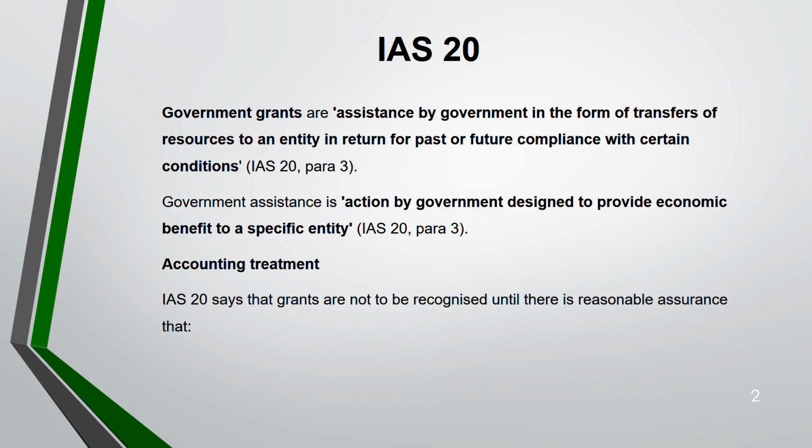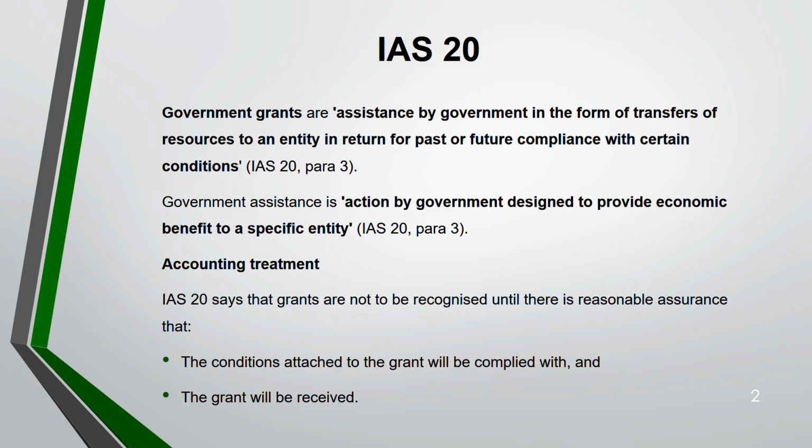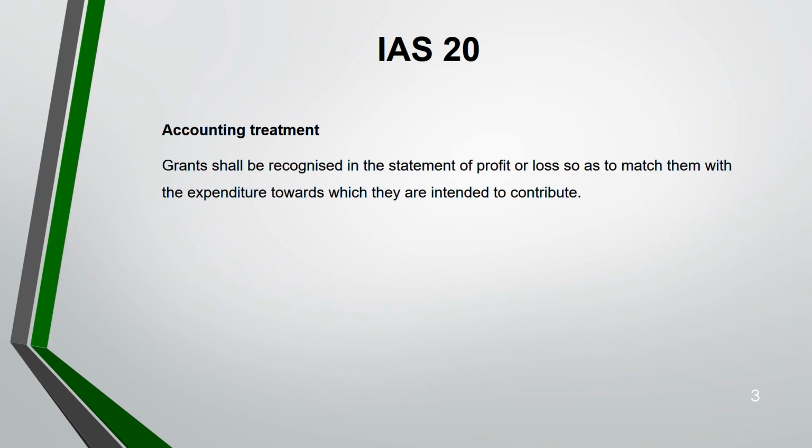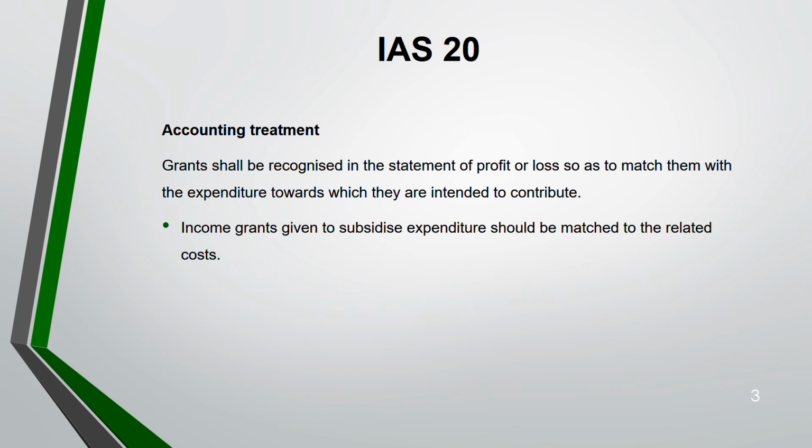Now, accounting treatment. IAS 20 says grants are not to be recognized until there is a reasonable assurance that A, conditions attached to the grant will be complied with, and B, the grant will be received. If these two conditions are met, you will recognize the grant. The grant shall be recognized in the statement of profit and loss so as to match it with the expenditure it is intended to contribute towards. There are two types of grant. One is known as capital grant, towards the cost of an asset, and the other is income grant, towards expenses.